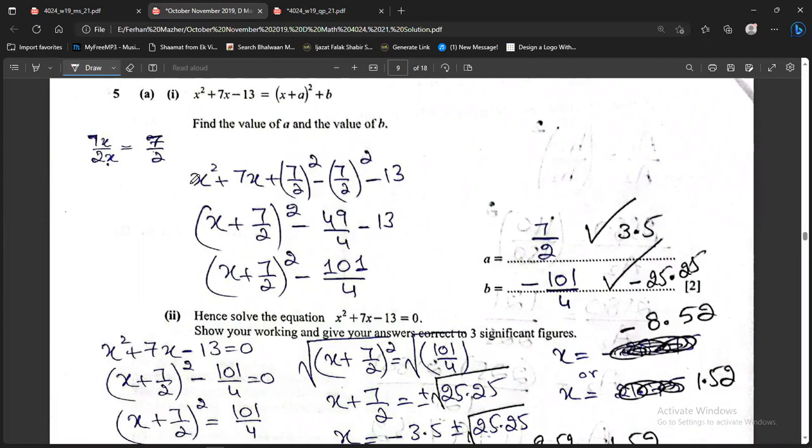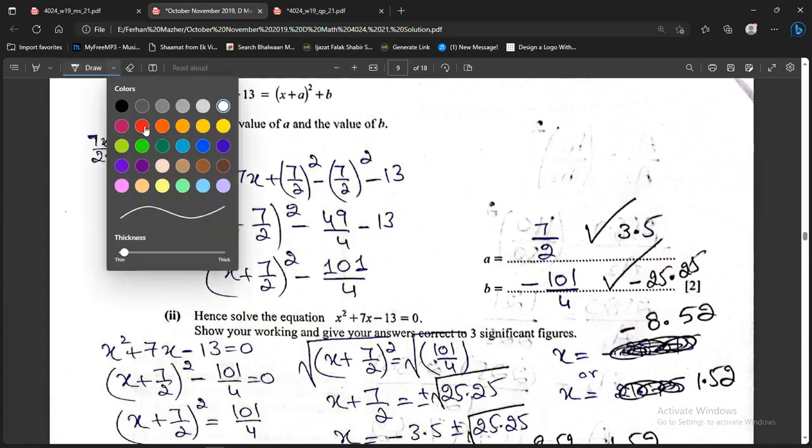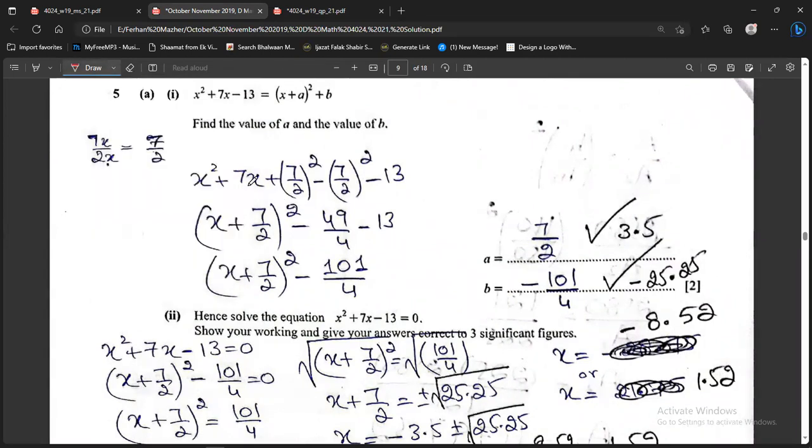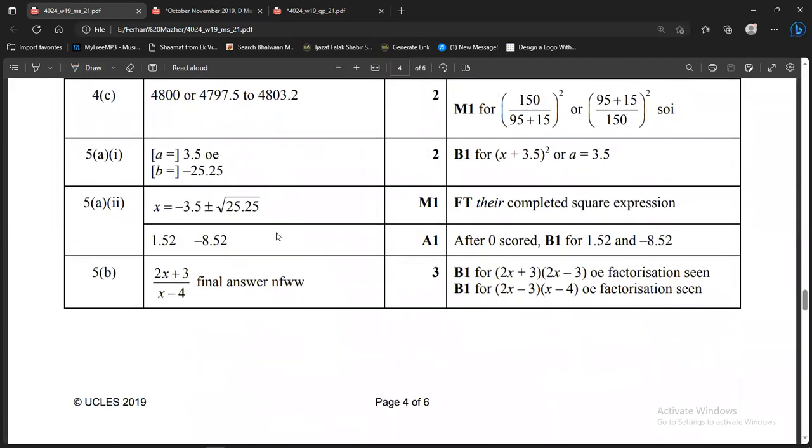So this portion is x plus 7 by 2 whole square. And this will be minus 49 by 4. And this is minus 13. So x plus 7 by 2 whole square minus, and when you simplify this, it becomes 101 by 4. So the A value is 7 by 2, which is 3.5. And the B value is minus 101 by 4, that is minus 25.25. So let's check. Our values are right, sir.